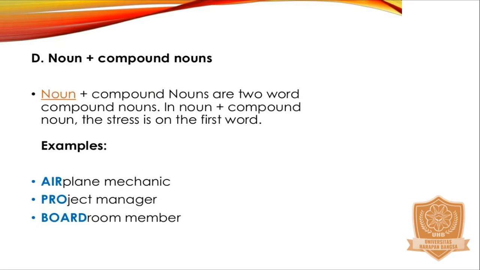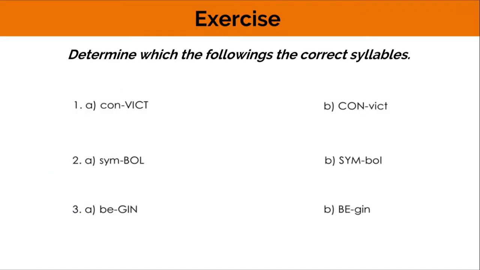Then for noun plus compound nouns, noun plus compound nouns are two-word compound nouns. In noun and compound noun, the stress is located on the first word. You can see the example. Airplane. Project. Boardroom. Here is the exercise for you, and then after that we can discuss it.